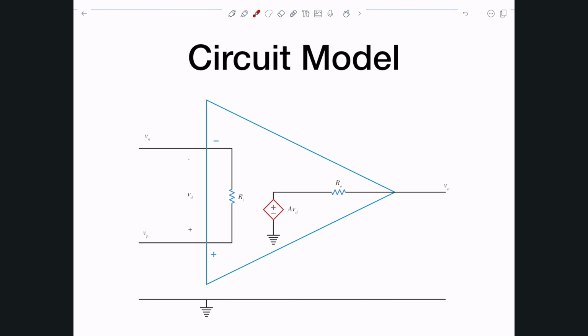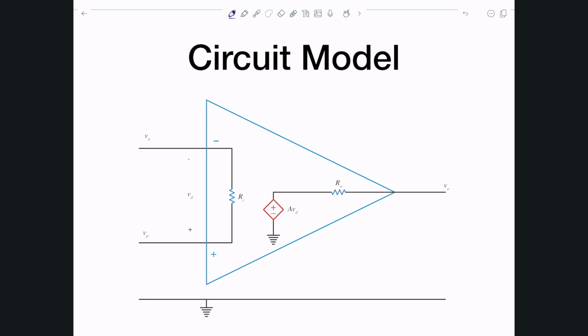This is just a resistor that is connected between the negative and the positive terminals of the operational amplifier. Similarly, at the output, we will have an output resistance, and that's basically R naught. And also, this is the main thing, that's why we call it an amplifier. As it turns out, it's just simply a dependent voltage source that depends on VD, and VD is the difference between the positive and the negative. So positive with the positive, negative with the negative. It's just simply VP minus VN.